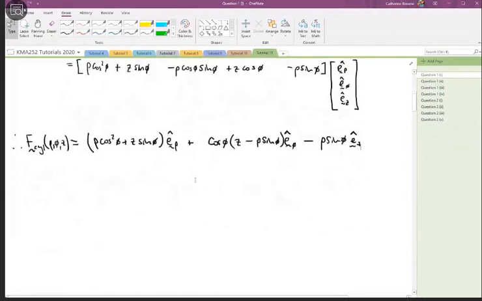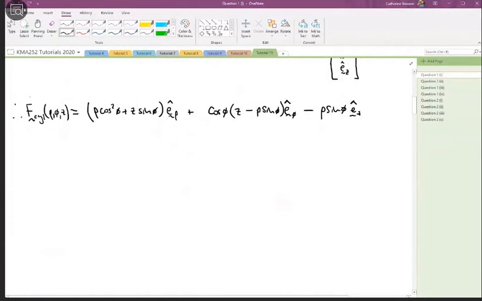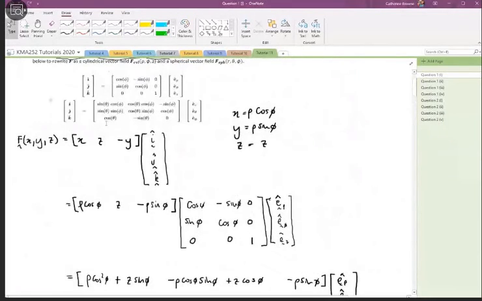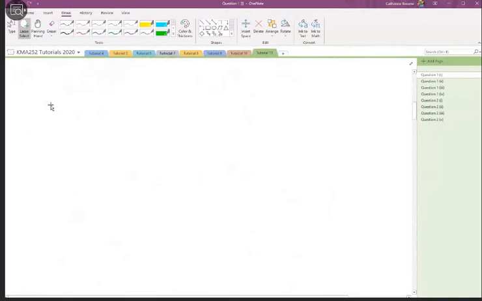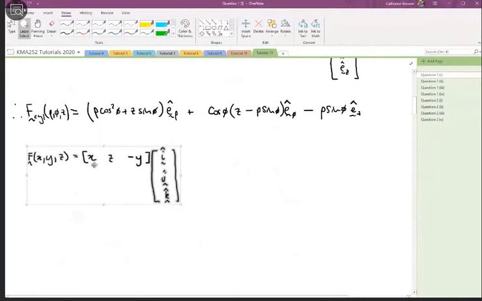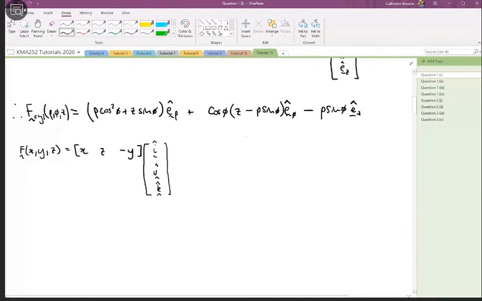And then we're going to do the same again, except this time we're going to use the standard relationships between Cartesian and spherical coordinates. So you get x is going to be equal to r sine theta cos phi.